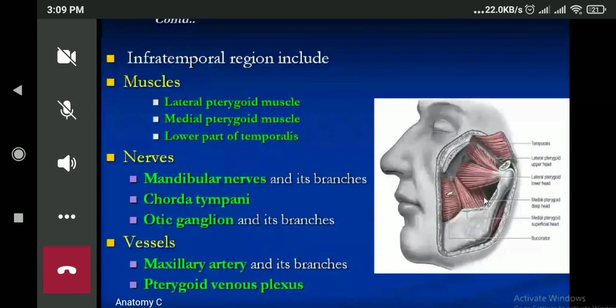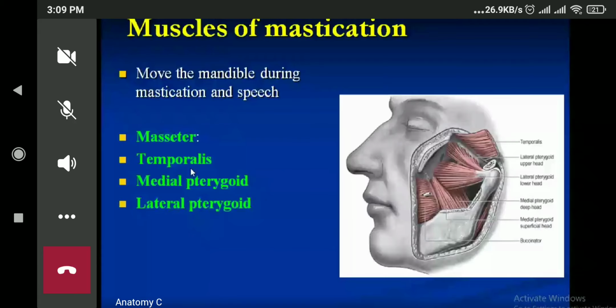Now the muscles of mastication. What you have to know here is the origin, insertion, nerve supply, and action of the muscles of mastication. We mainly have four: masseter, temporalis, medial pterygoid, and lateral pterygoid. Now first we will move to the masseter.